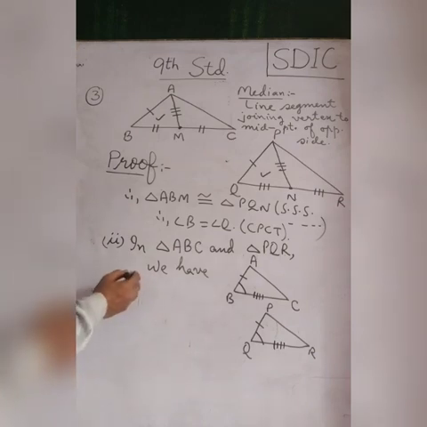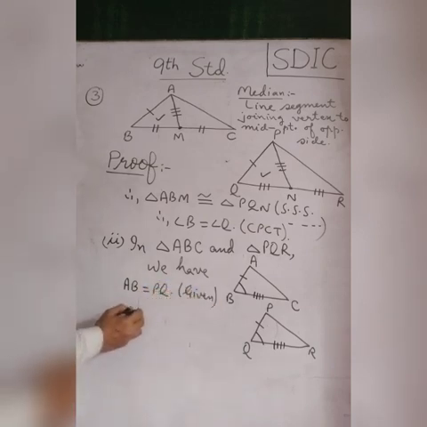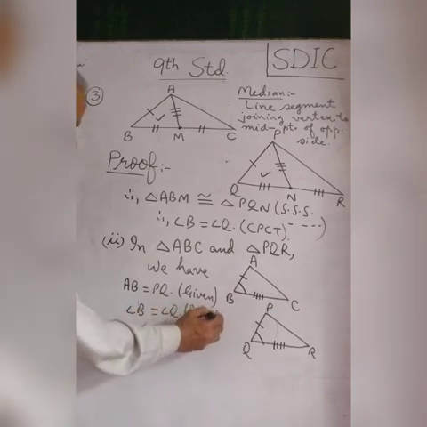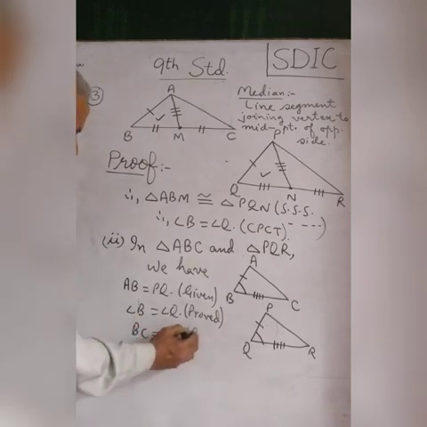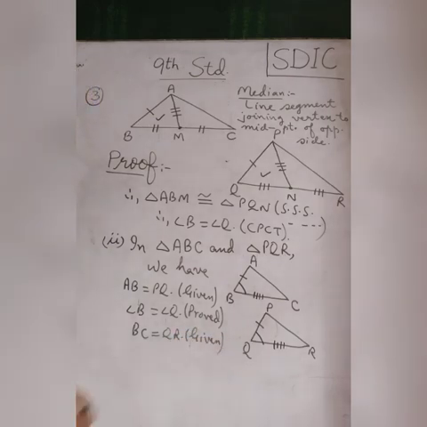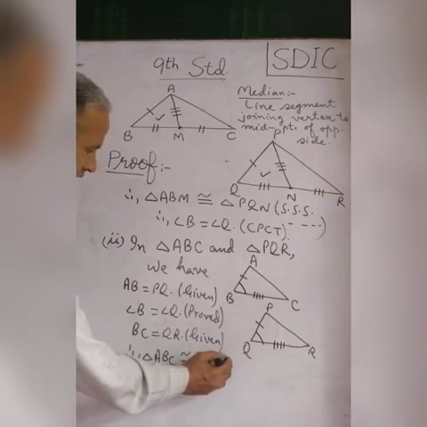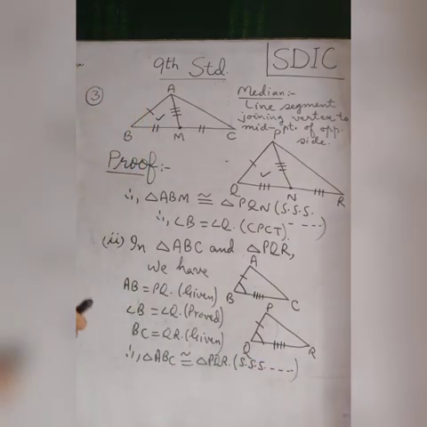So we have AB is equal to PQ. You'll write given as reason. Then angle B is equal to angle Q. We have proved it. We also have BC equal to QR given. With this, we'll conclude the two triangles are congruent. Triangle ABC is congruent to triangle PQR, and the rule used is SSS congruency rule. That completes the proof of this question. The next, question number 4.